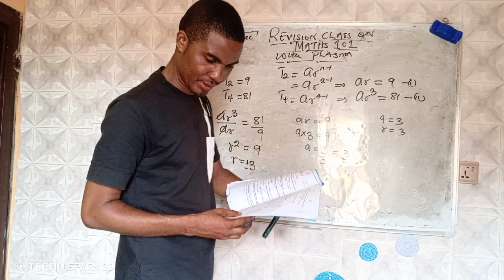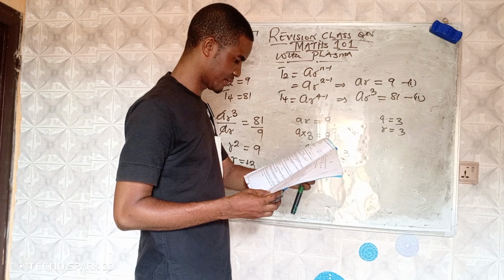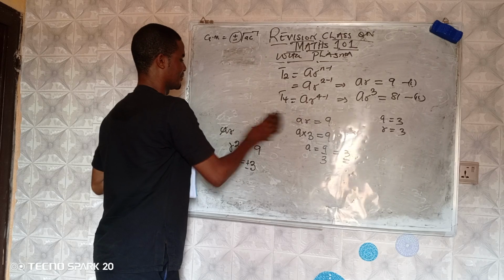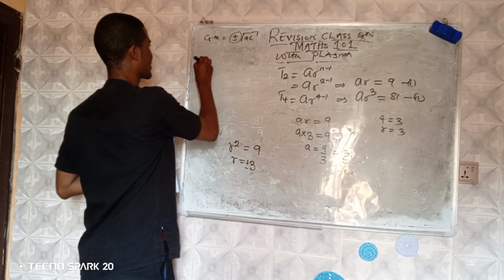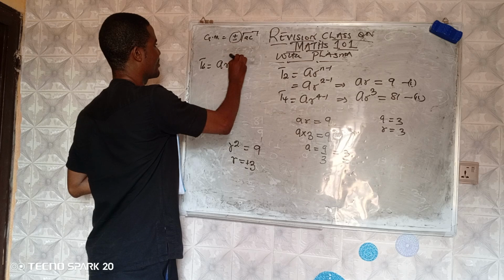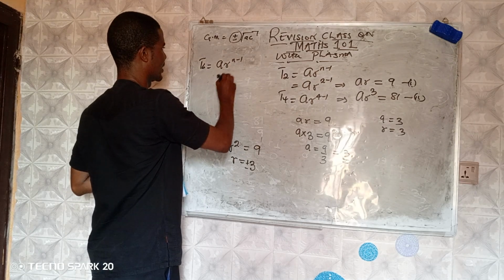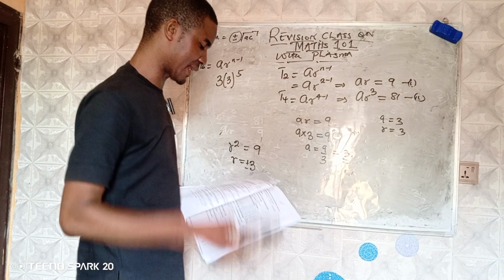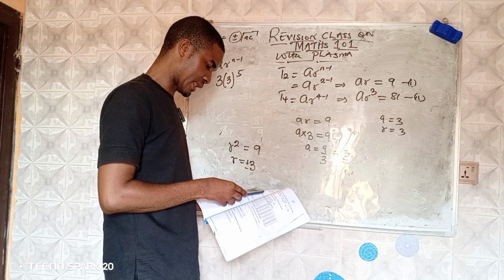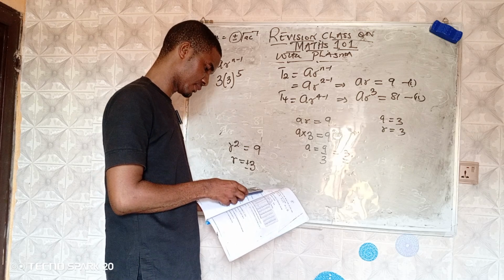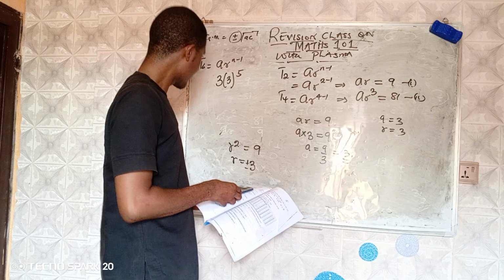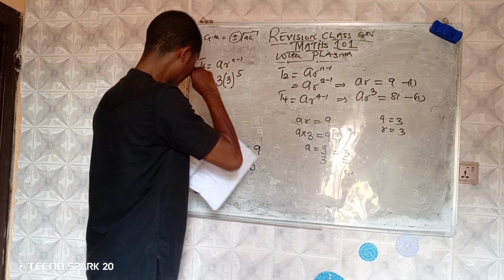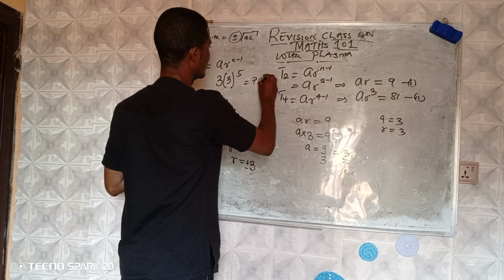Now the question proper. The question says, find the sixth term of the GP. The sixth term, T6. T6 will be ar^(n-1). a is 3, r is 3, 6 minus 1 is 5. 3 raised to the power 5 times 3. That is all we need there. 3 raised to the power 5 times 3 gives me 729. Option A, 729.